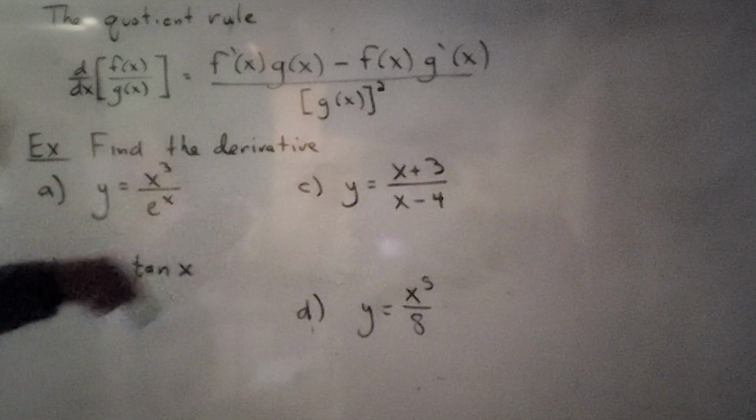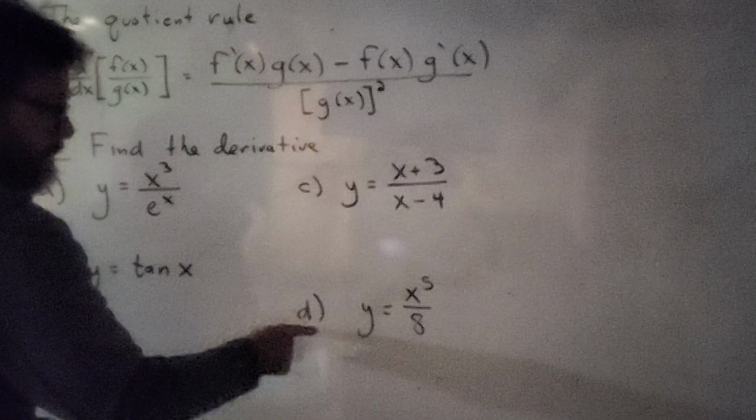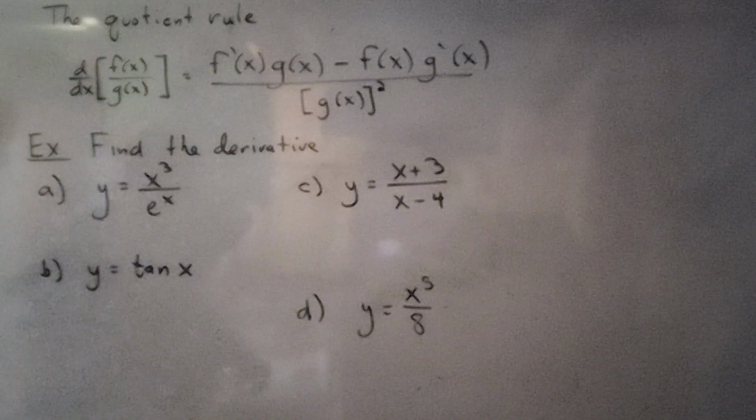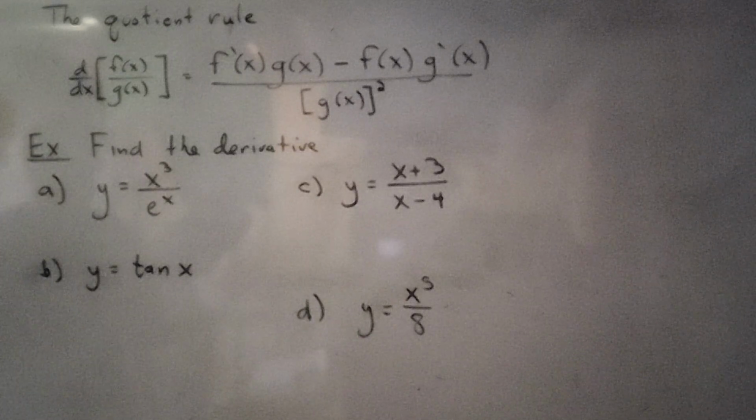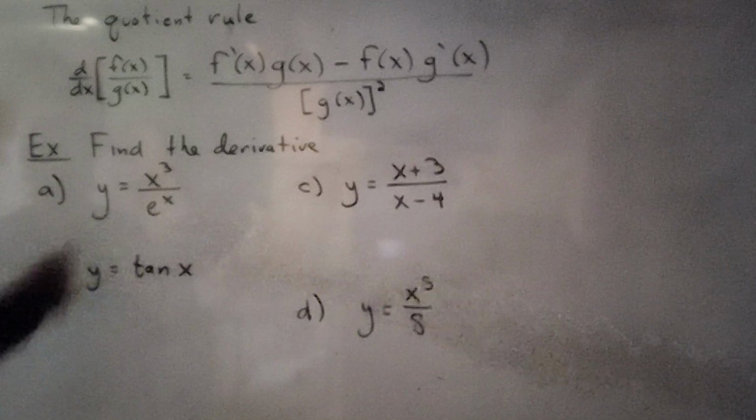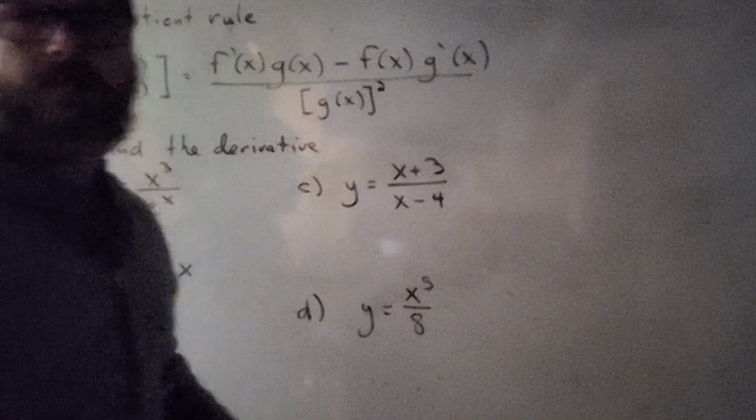So we'll do these four examples, and then I'm going to do a fifth example where I have a quotient rule and a product rule mixed together. So first, let's go ahead and start with A.